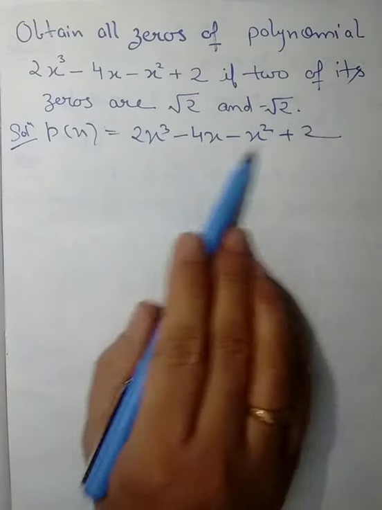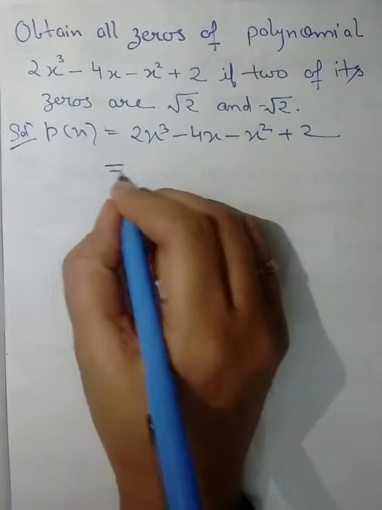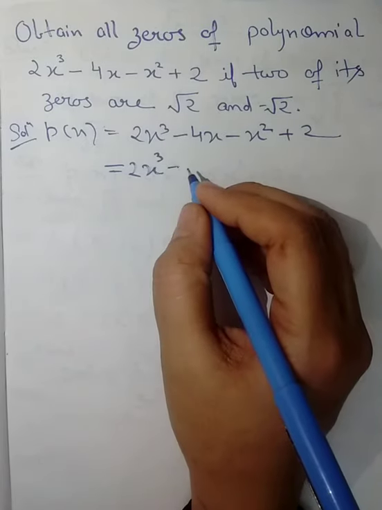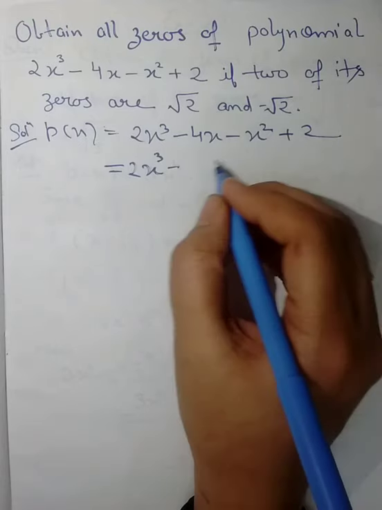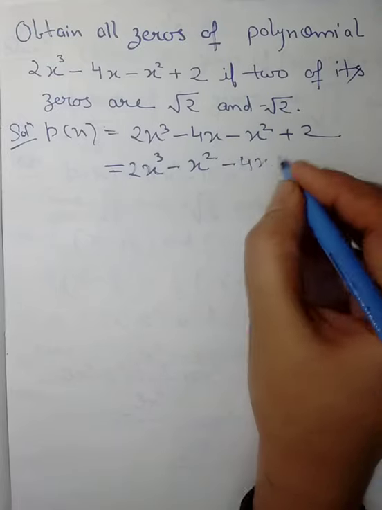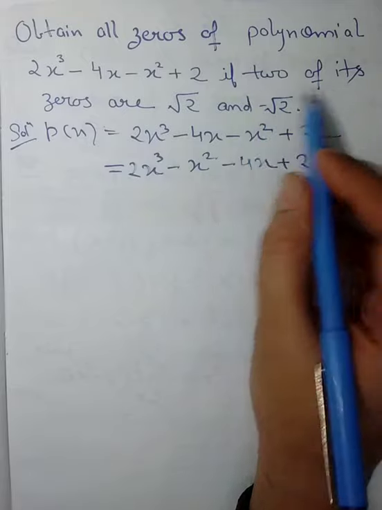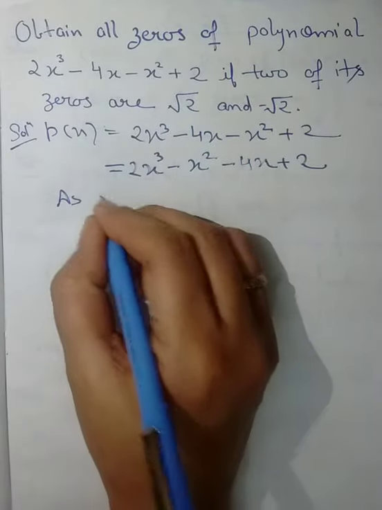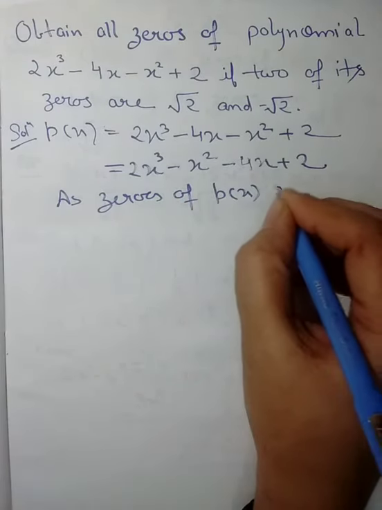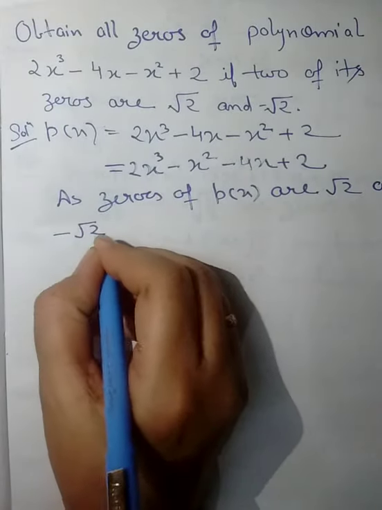First of all, see this polynomial. This is not in standard form. So write this in standard form in the decreasing order of the degrees of terms. This will be 2x cube minus x square minus 4x plus 2. Now, as it is given that two of the zeros of p(x) are root 2 and minus root 2.